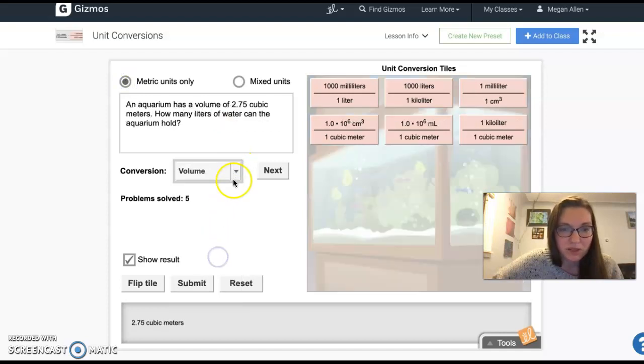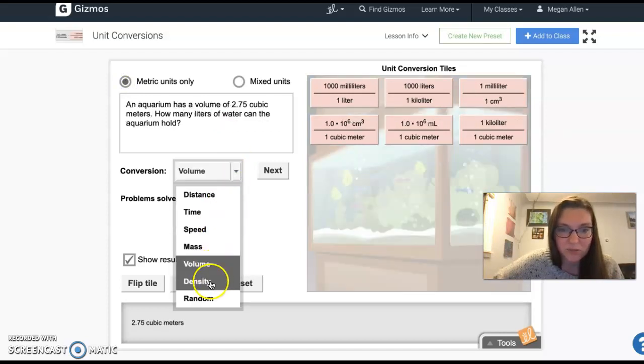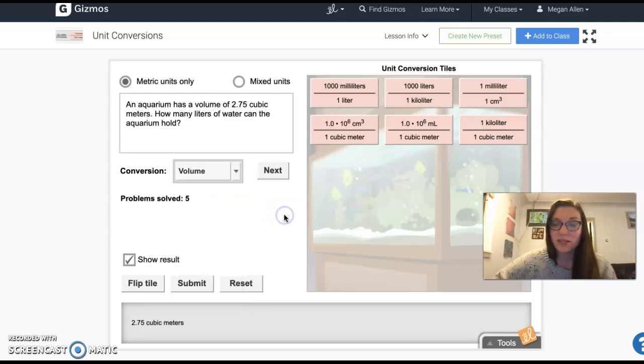So yeah, play around with volume, mass, time, speed, density, random. Some of these get really complex as far as using scientific notation and things like that. So do what feels right to you. Use this worksheet if you want a structured approach, or just play around with it if you want to. This is just a good way to see how these conversion factors work without a whole lot of writing. Okay? Cool.